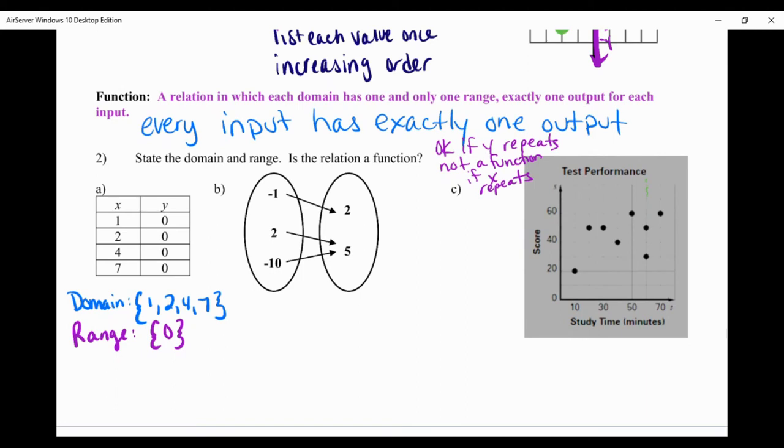Now we want to determine if this relation is a function. Each input value has exactly one output. 1 has 0, 2 has 0, 4 has 0, and 7 has 0. Which means that this is a function because each input has exactly one output.